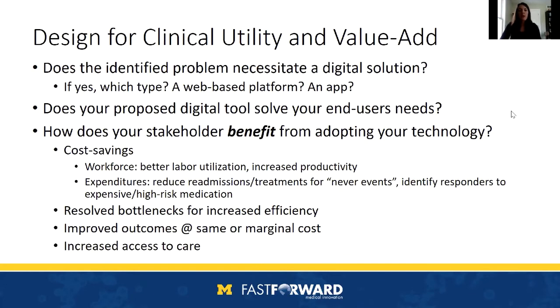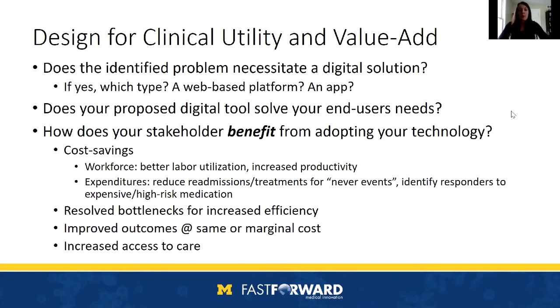And ultimately, we want to design to add value clinically and also to the end users that are using our technology. So we want to design to add value. So through your customer discovery process, did you validate that the problem that you identified exists with your stakeholders, and does the solution really have to be a digital one? And if it is digital, what type of digital solution would be the best way to solve the problem?